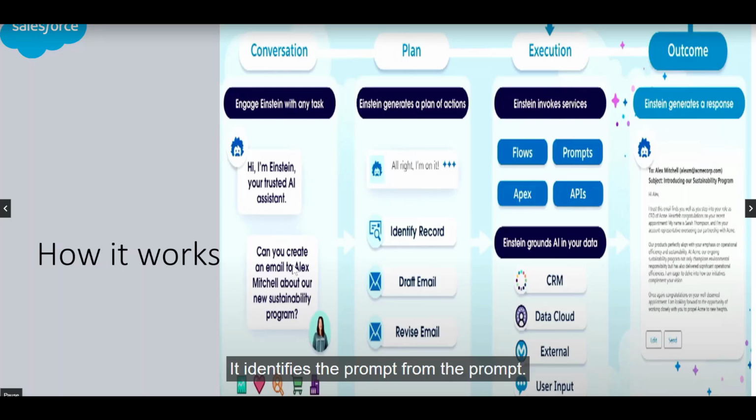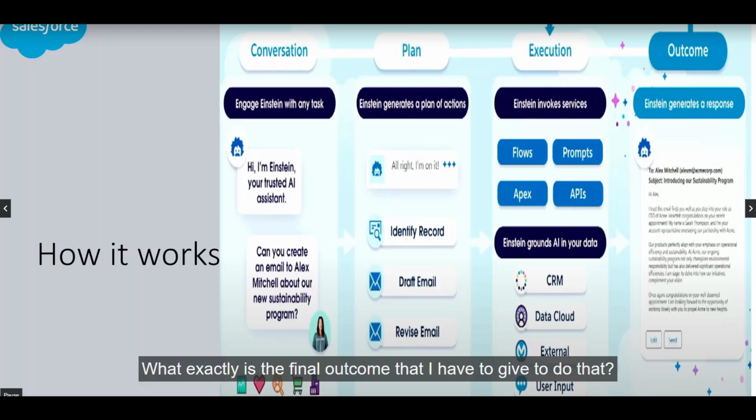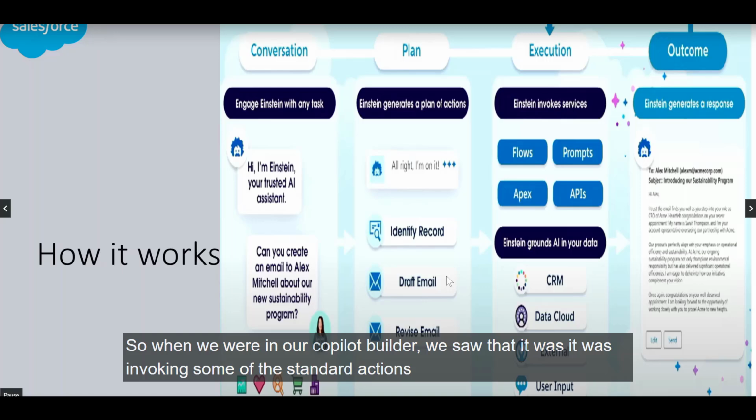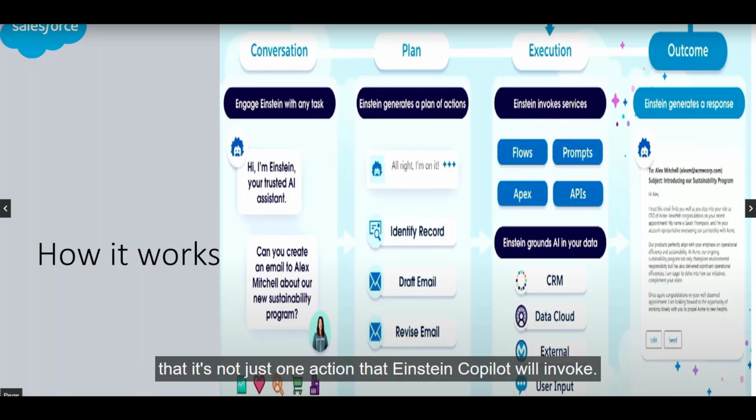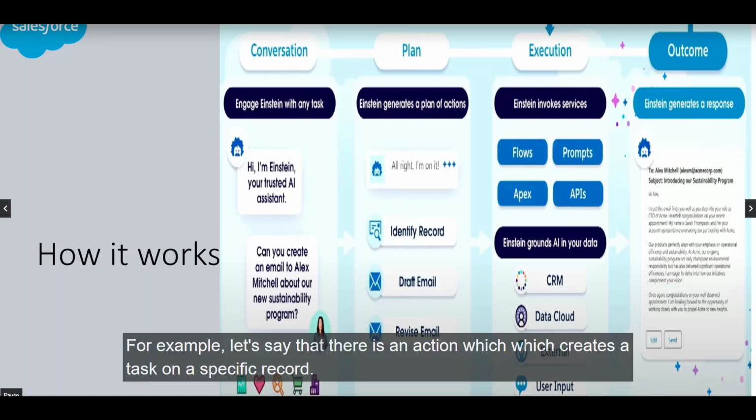It identifies the prompt. From the prompt, it identifies what the intent is, what exactly is the final outcome that it has to give. And then it starts performing them one by one. When we were in Copilot Builder, we saw that it was invoking some of the standard actions. Going further, when we create actions which can solve complicated tasks, it's not just one action that Einstein Copilot will invoke. It may invoke multiple actions, and they are all chained.